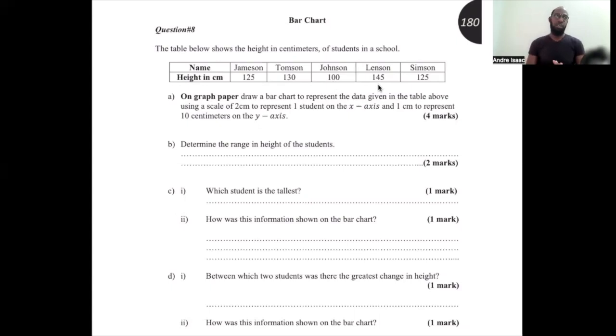A bar chart is not a histogram where the bars are joined. The bars are separated, and each bar must be the same width. So each rectangular bar itself must be the same width. Jameson, Thompson, Johnson, Lenson, Simpson, all of those bars must have the same width. And the spaces between the bars must have the same width as well.